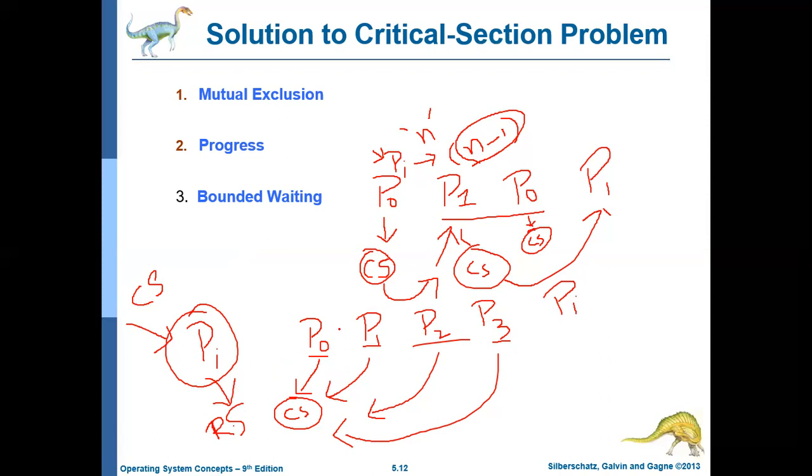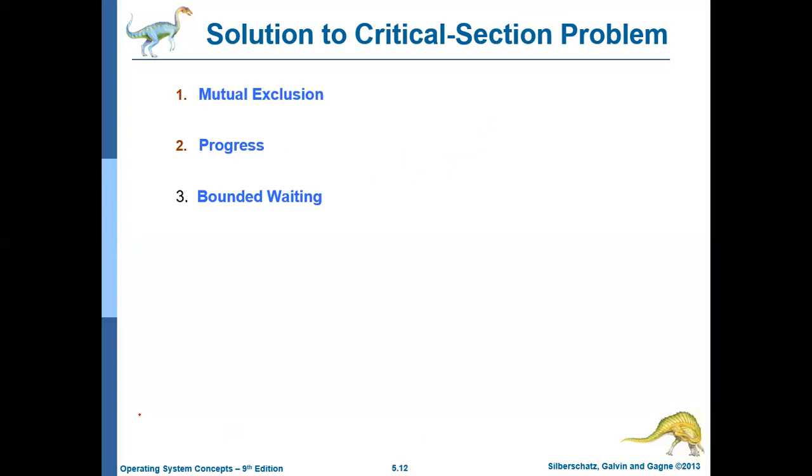Because if you are not ensuring bounded waiting, then it may lead to a problem called starvation. So to ensure that there is no starvation, the solution to a critical section problem should satisfy these three conditions: mutual exclusion, progress, and bounded waiting.